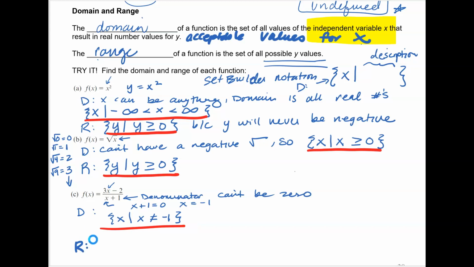And then for our range, we can ask ourselves, we can look for a contradiction. So what we can do is we can also look at the graph.